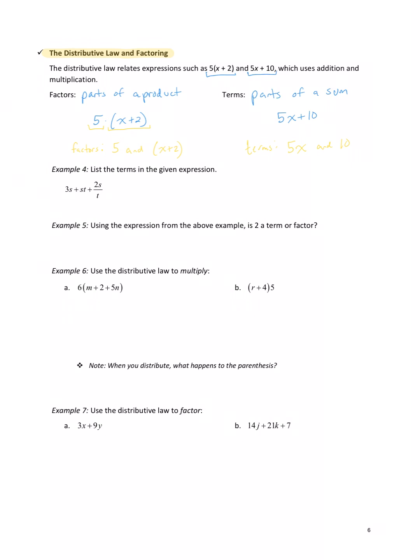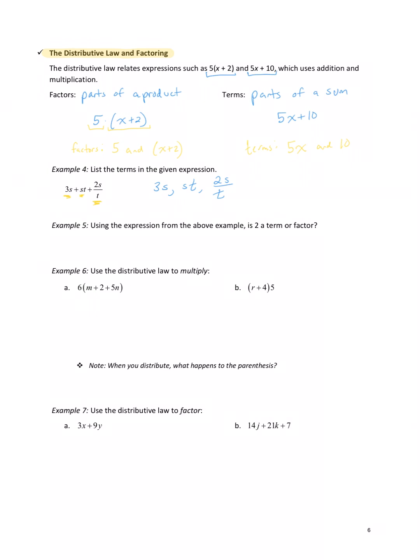Example 4, list the terms in the given expression. Well, terms are things being added, so the 3 things we're adding here would be the 3s, the st, and this whole last term as well. So if we have to list the terms, we'd have a 3s, we'd have an st, and lastly, we'd have a 2s over t. We'd have three things because they are all being added together.